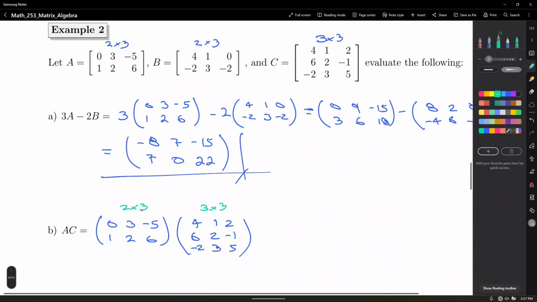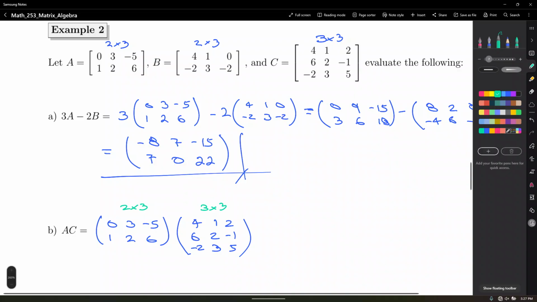So the number of columns of the first matrix must match the number of rows of the second matrix from left to right. If it's not the case, then the multiplication is undefined. Okay. So how do we go about this one? Well, remember the dot product from calculus 3? So we're going to do something similar, except that we're going to do a bunch of dot products here.